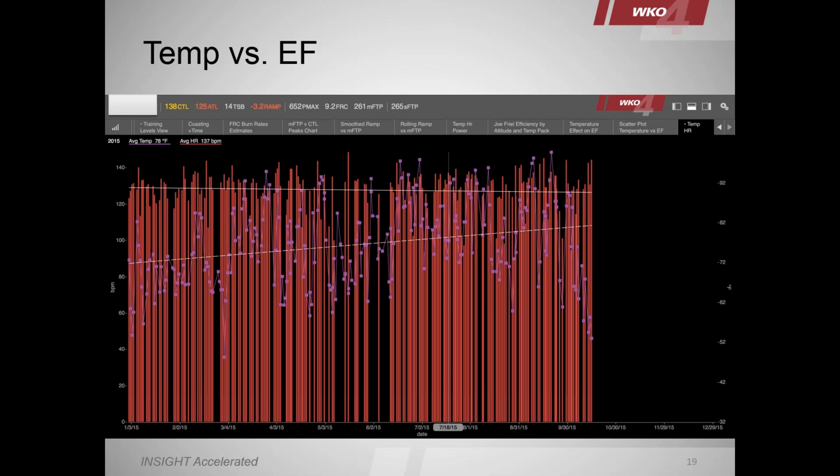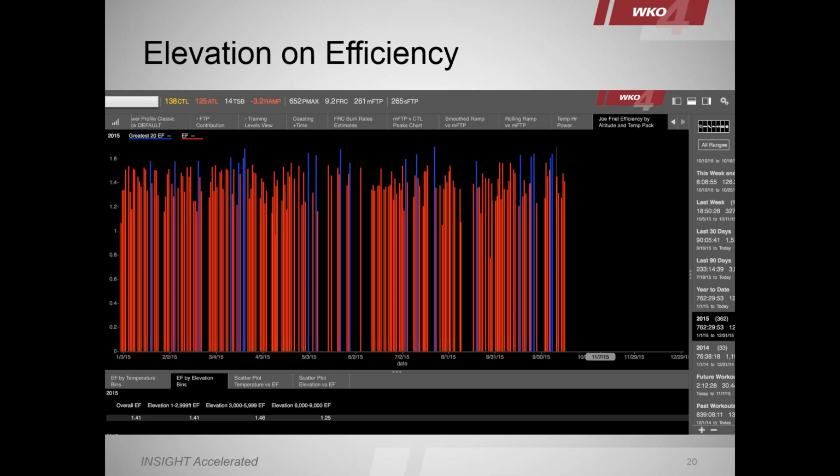Okay, let's talk a little bit about elevation. So I did the same process for elevation on efficiency factor. Efficiency is something different. Somebody pointed that out, thank you. Efficiency factor, which is your normalized power divided by heart rate. Same chart up top. I'm looking at the same greatest 20 efficiencies and the average daily efficiency factor. But now look what happens when we look at elevation.